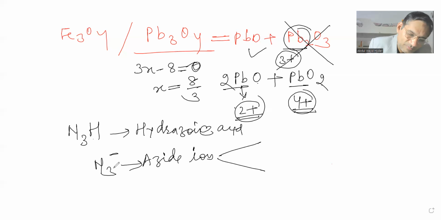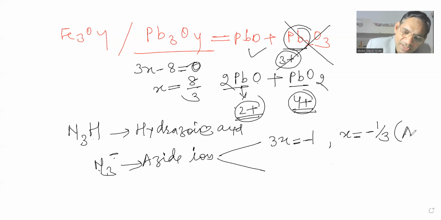According to one method, 3x is equal to -1. The 3 atoms of nitrogen are having 1 minus charge, so 3x is equal to -1. So x will be equal to -1/3. This is the average method.